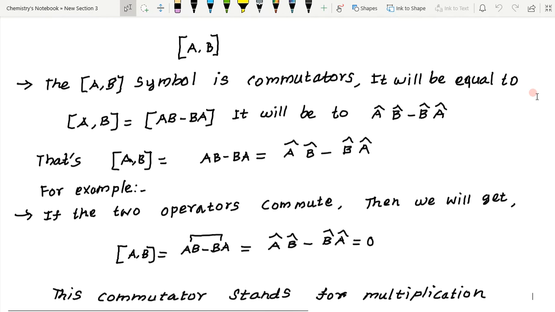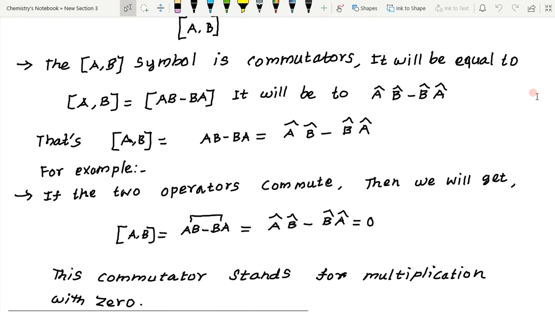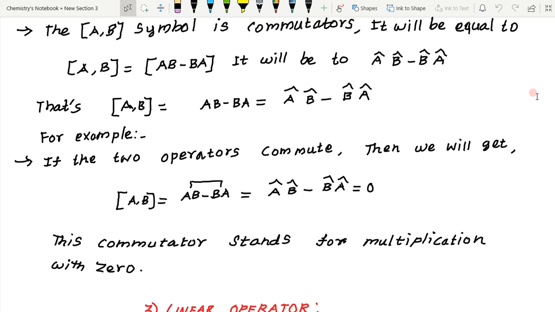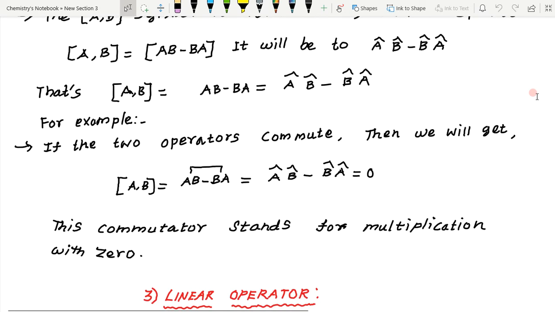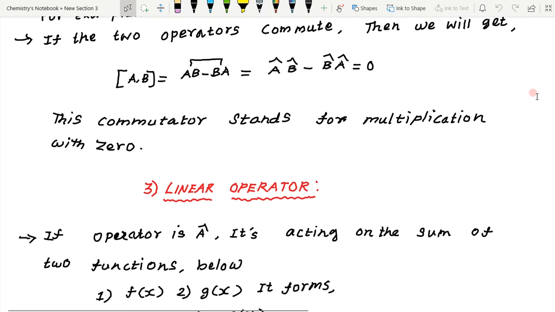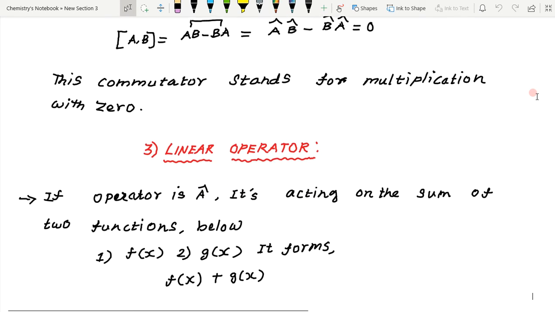For example, if the two operators commute, then we get [A, B] equals AB minus BA, which equals operator A operator B minus operator B operator A, equal to 0. This commutator stands for multiplication with 0. So remember this.